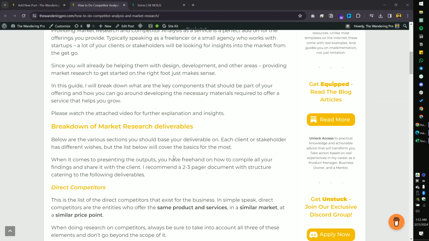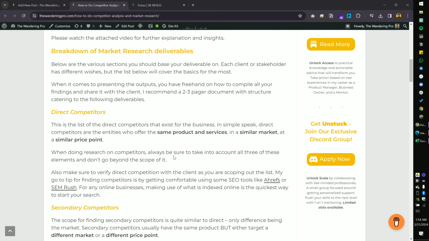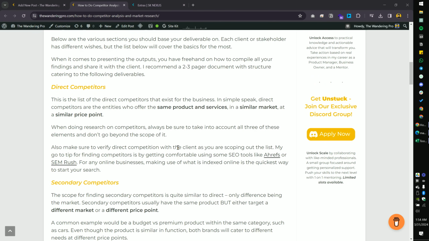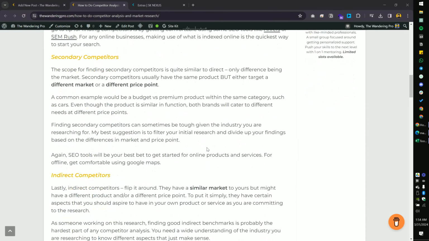First of all, the most important bit is figuring out the competition, right? Everyone wants to know that. So what we have here is, okay, who are the direct competitors, the secondary competitors, and the indirect competitors? Now, depending on the product or business, or maybe it's another agency you're doing it for, this will be very different and challenging to carry out.